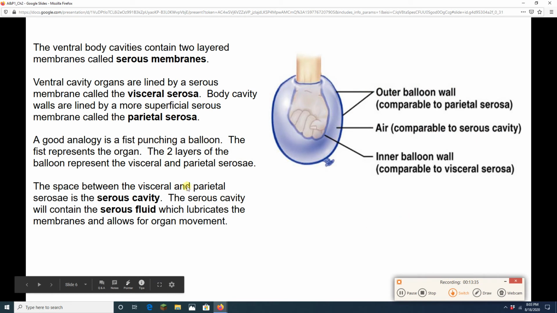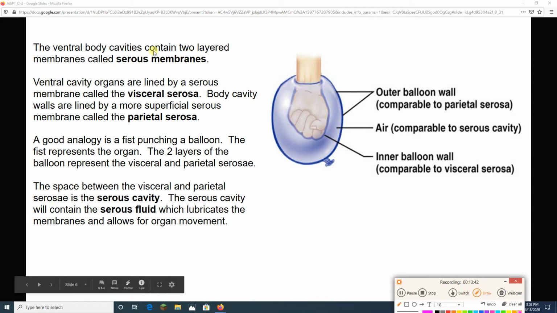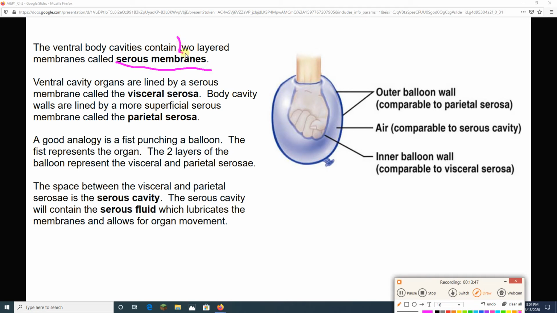The ventral body cavity is also going to have membranes. The membranes in the ventral body cavity are called serous membranes. Every serous membrane is going to have two layers to it. Two layers to a serous membrane. And we're going to see some of these serous membranes. The organs in the ventral body cavity, like for example the heart. Imagine that this fist right here is the heart.